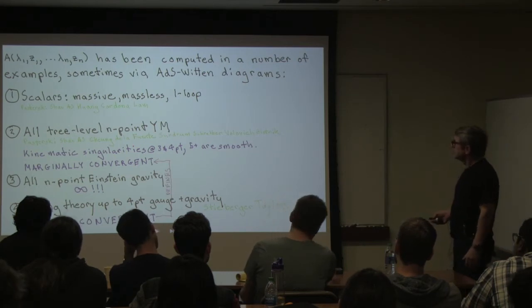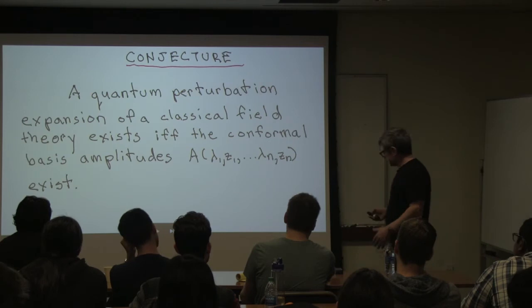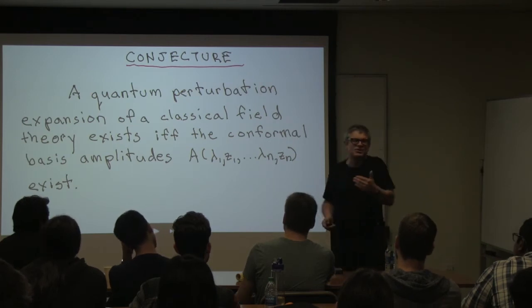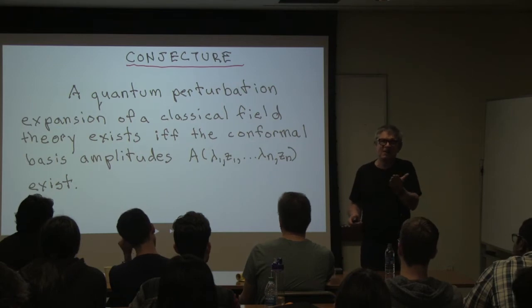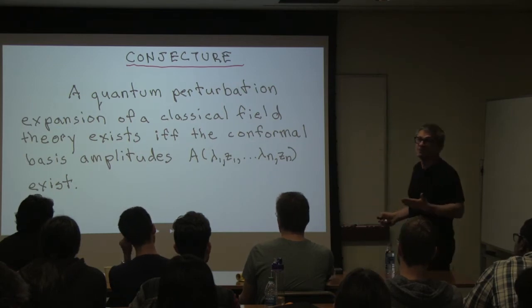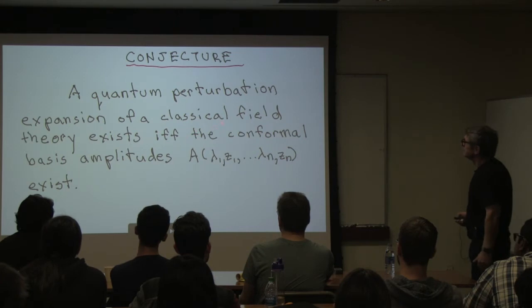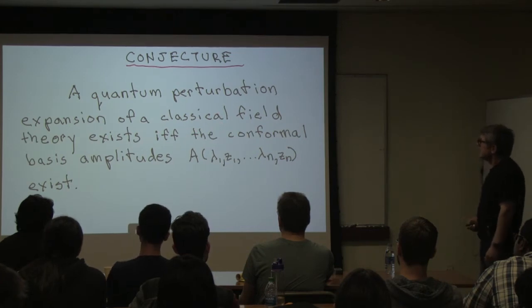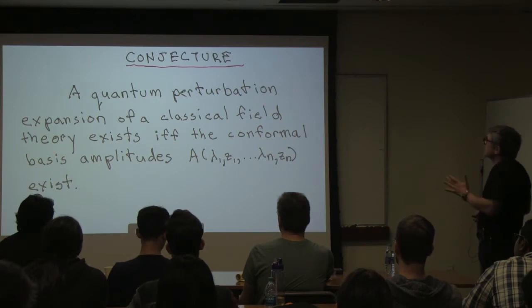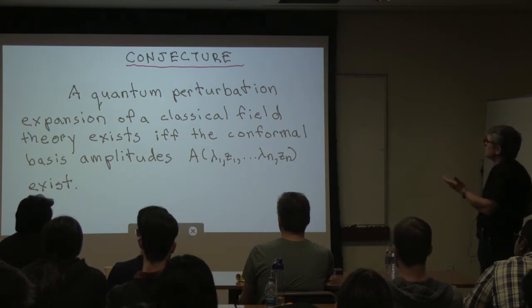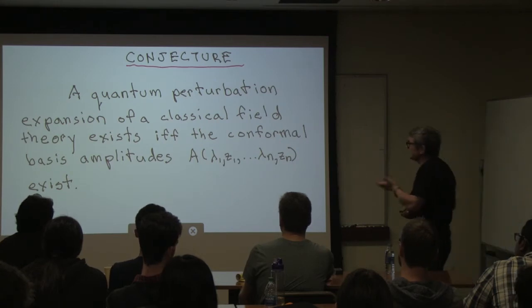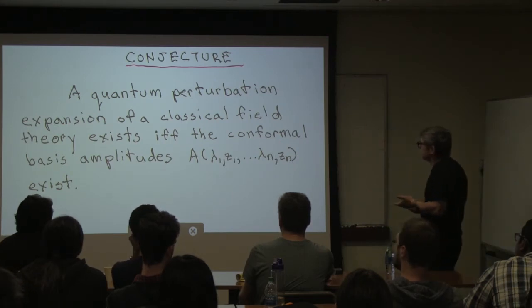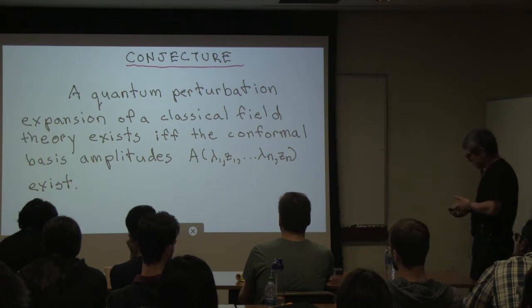So there's, in some sense, good UV properties already baked in when you assume the existence of the Mellin transform, of the celestial conformal field theory. And so a conjecture here, the main evidence for which is that I don't know of any counterexamples, is that a quantum perturbation expansion of a classical field theory exists if and only if the conformal basis amplitudes exist.